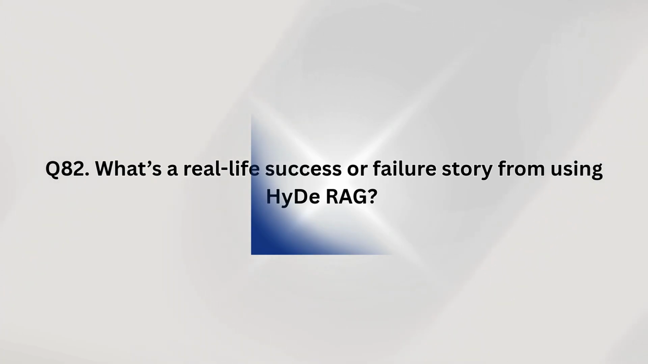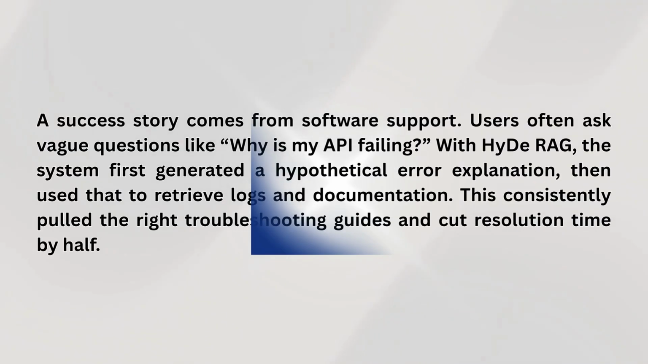What's a real-life success or failure story from using HyDE? A success story comes from software support. Users often ask vague questions like, "Why is my API failing?" With HyDE, the system first generated a hypothetical error explanation, then used that to retrieve logs and documentation. This consistently pulled the right troubleshooting guides and cut resolution time by half.